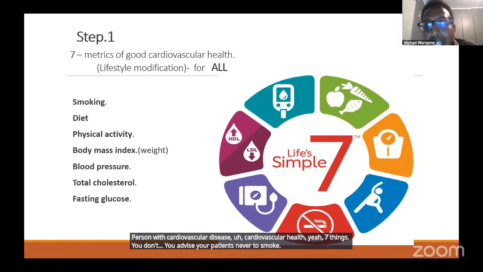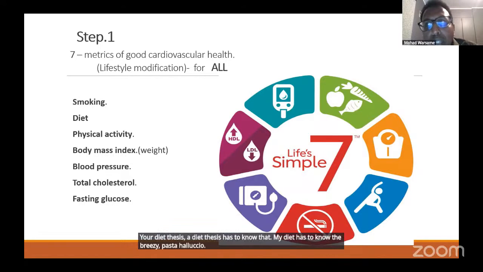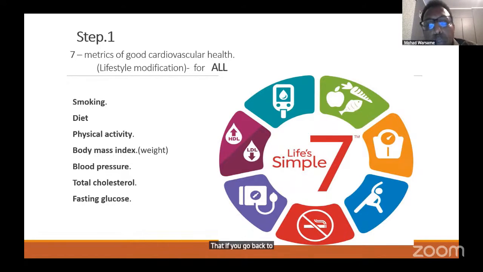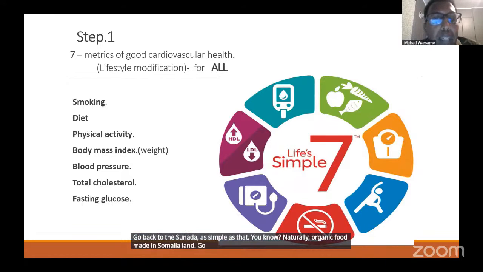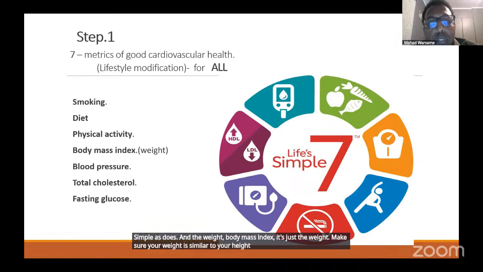Diet: go back to the diet of the Sunnah, stop the rice and pasta diet, go back to what the Prophet used to eat. Go back to the Sunnah, simple as that. Natural organic food made locally. Then physical activity, simple as that, plenty of walking. And body mass index, it's just the weight. Make sure your weight is proportionate to your height, that your weight is stable.